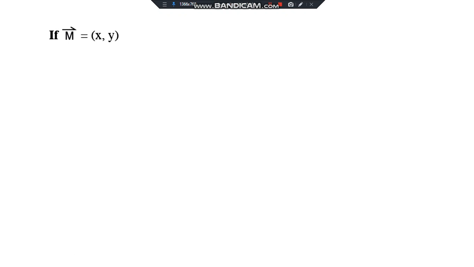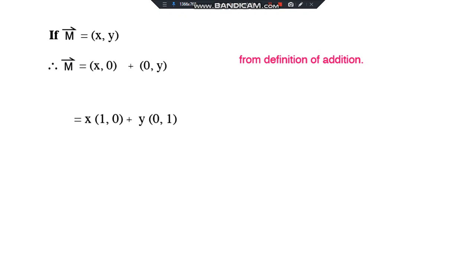So if you want to find the fundamental unit vector for a vector, if we have a vector m represented by the ordered pair x and y, we can write m equals the ordered pair x and 0 plus the ordered pair 0 and y, from the definition of addition. So we can write x multiplied by the ordered pair 1 and 0 plus y multiplied by the ordered pair 0 and 1. So x multiplied by 1 and 0 means x and 0, and y multiplied by 0 and 1 means 0 and y.